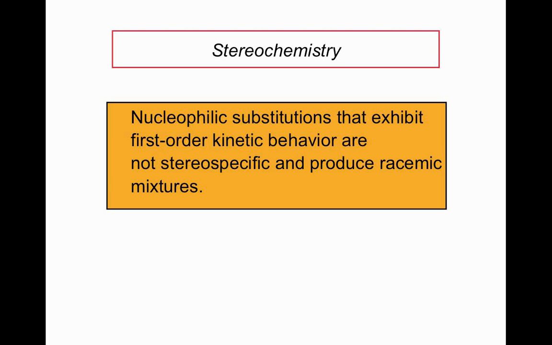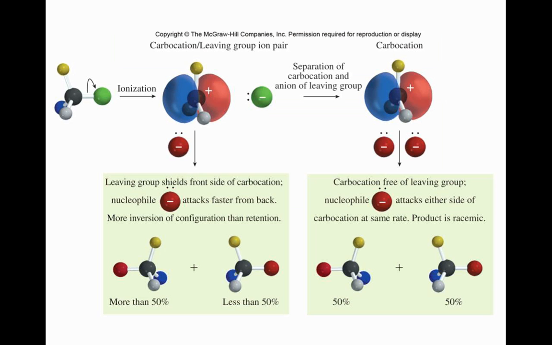Again, let me emphasize, SN1 mechanisms produce racemic mixtures. They are not stereospecific due to the planar shape of the carbocation intermediate. Here from your textbook, we can see some 3D images that help us understand the planarity of the carbocation intermediate.